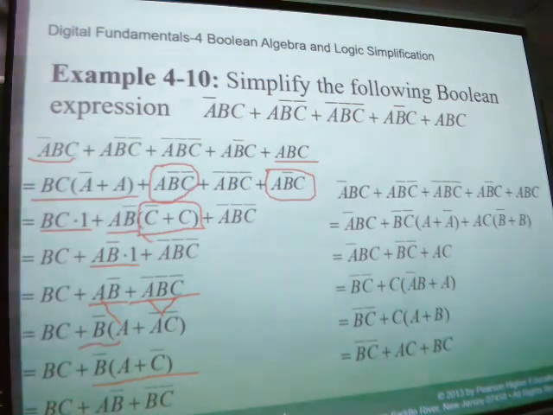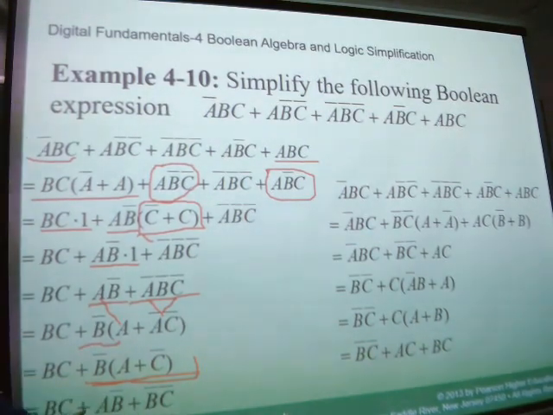And then, according to the distribution law, we know that this expression can be written as A B bar plus B bar C bar. This is the first simplest form. The first simplest form has the circuit. The circuit has three AND gates and two OR gates.